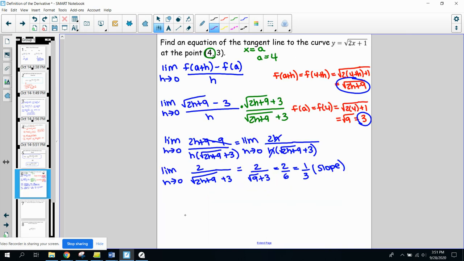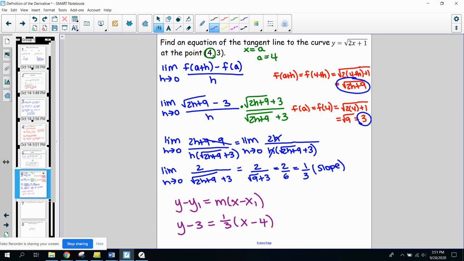And then we're just going to go back to like algebra 1. And I'm going to use point slope form. So in case you forgot what that is, y minus y1 equals m times x minus x1. And I'm just going to use that point (4, 3). So I have y minus 3 equals my slope of 1/3 times x minus my x value, which is 4.